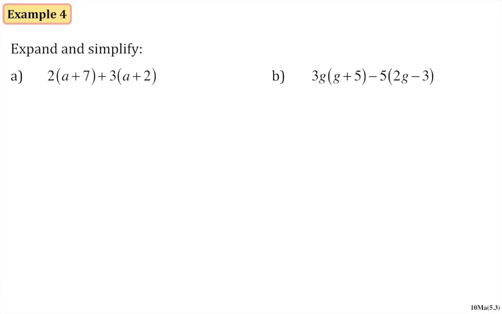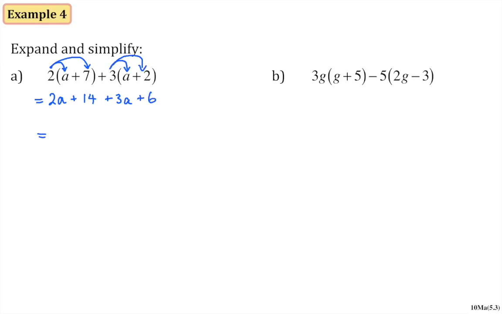So let's go through the expanding process. First of all, 2 times A is 2A. Then we do 2 times 7, which is 2 lots of 7 is 14. Then we do positive 3 times A, which is positive 3A. Positive 3 times positive 2, which is positive 6.